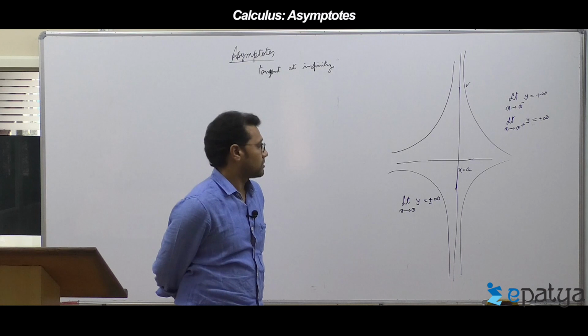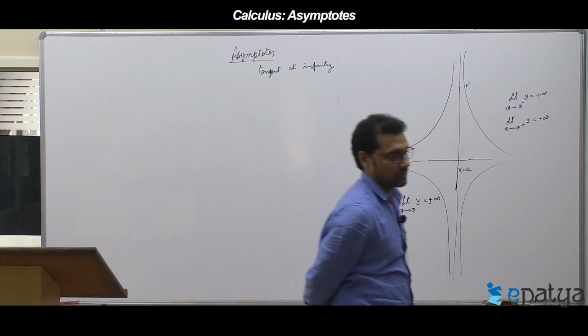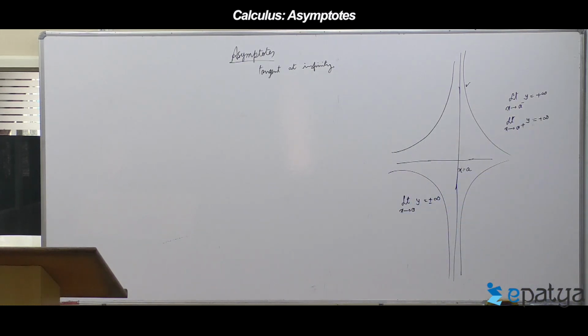Okay, it's only in this case that x doesn't go to infinity, x goes to a, therefore we call x equal to a an asymptote. Okay, there are two types of asymptotes basically.